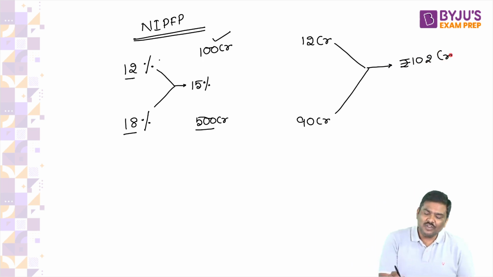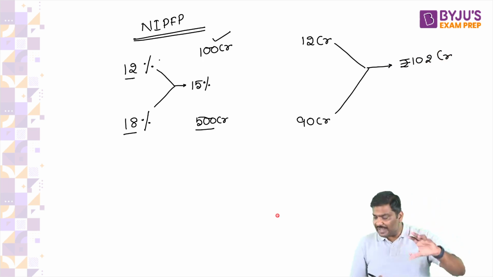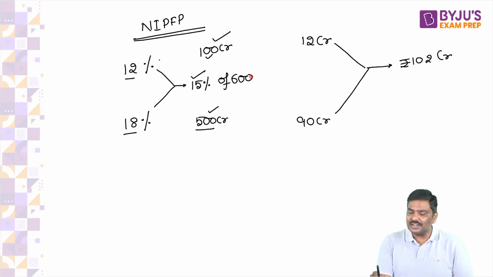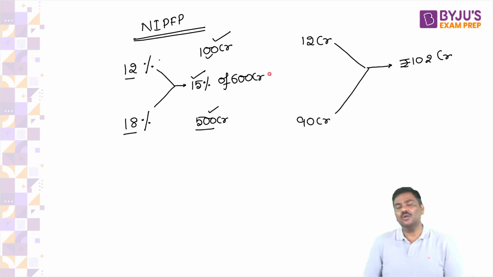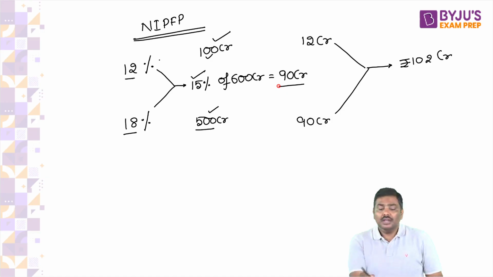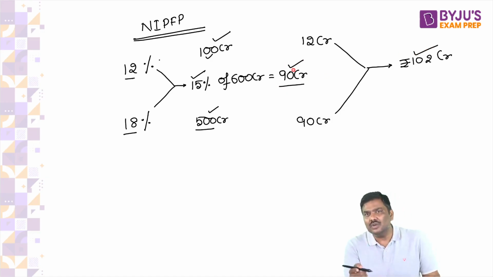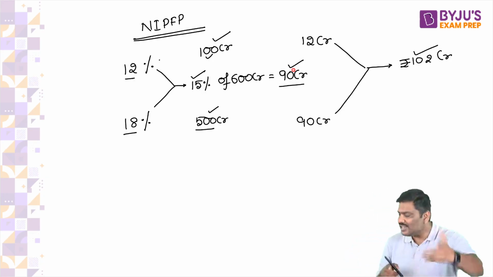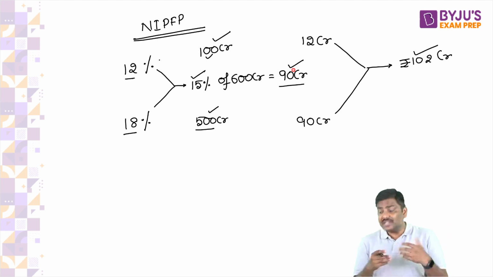Now, you have merged both the 12 and 18 into 15%. Now, total value of goods and services will be 600 crore. So, 15% of 600 crore will be how much? 15% of 600 crore will be 90 crore rupees. Earlier, you collected 102 crore. Now you are collecting 90 crore rupees. Will it not lead to loss of revenues for the states? Will it not lead to loss of revenues for the central government? So that was the concern.